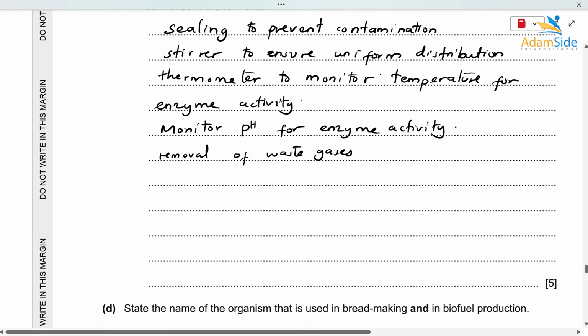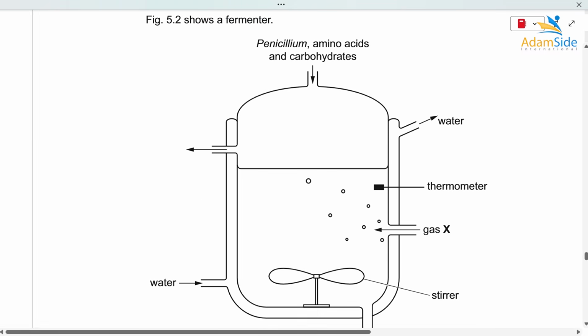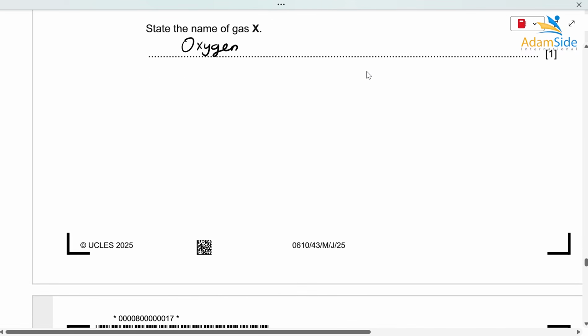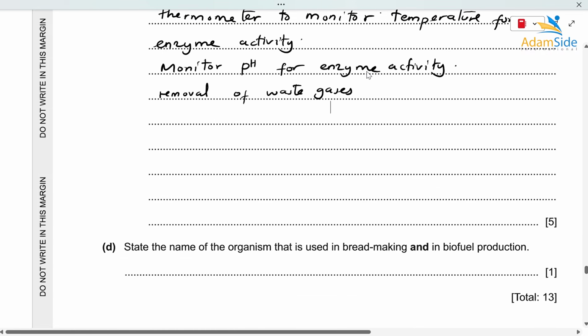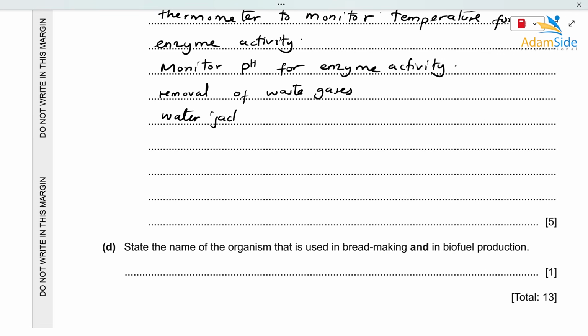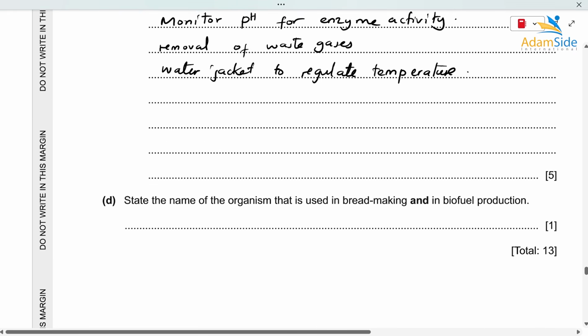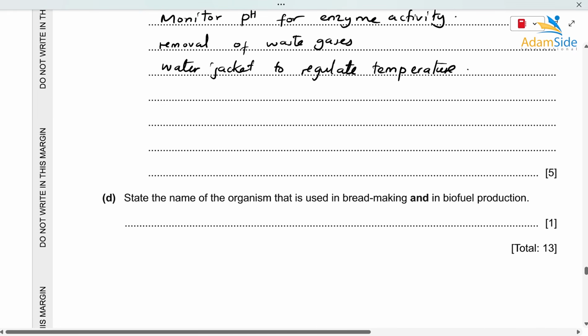Right, but also we have the water jacket to regulate what? Temperature. Yeah, so we have the water jacket to regulate temperature. We'll state here: water jacket to regulate temperature. All right, so these are other parts of the fermenter that are necessary to ensure that it is working to give us the desired product.